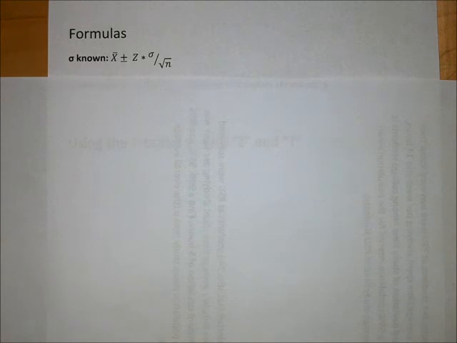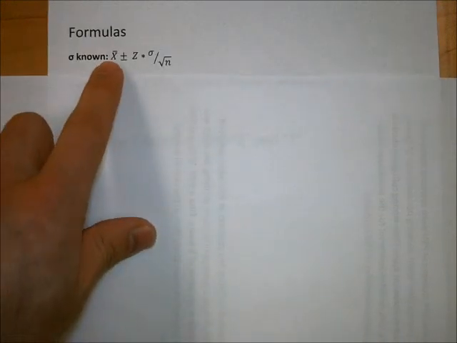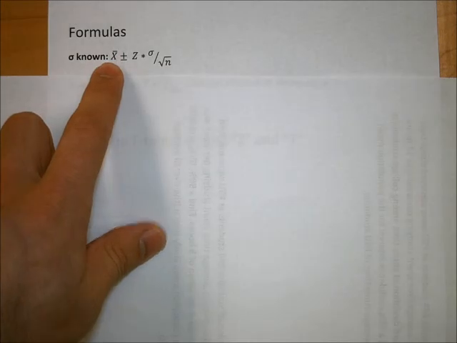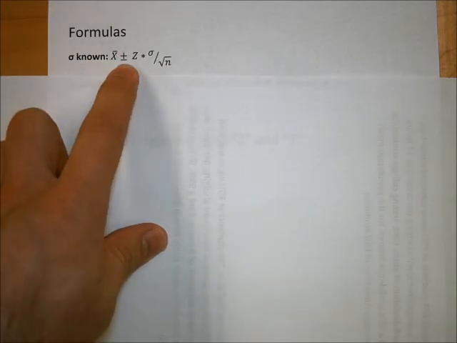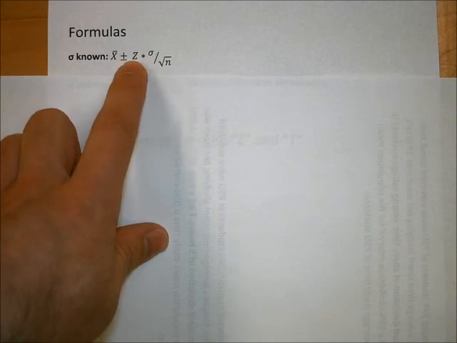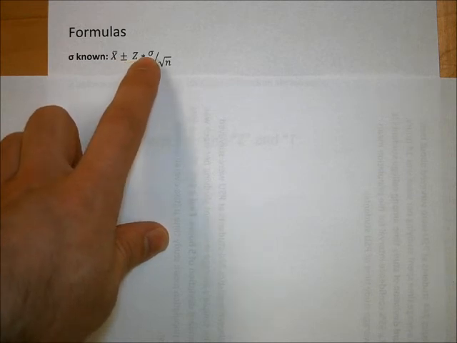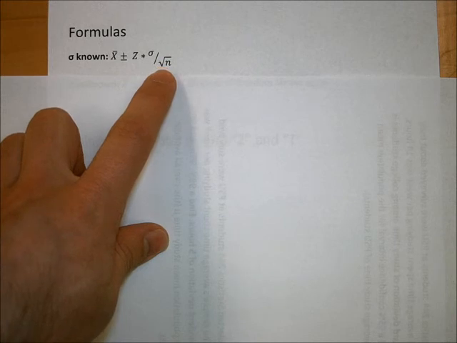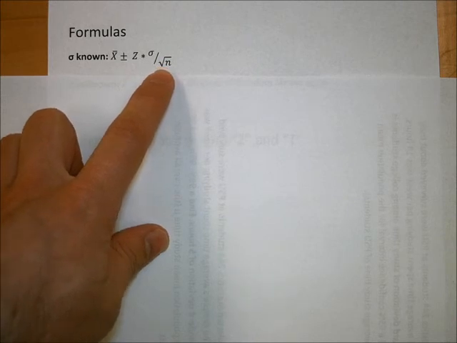Here's the formula for a confidence interval that we discussed last lecture. Here we took the best estimate, known as x bar, or the sample average, and we added and subtracted the margin of error, which is composed of a z-score times sigma, the population standard deviation, divided by the square root of n, the sample size.